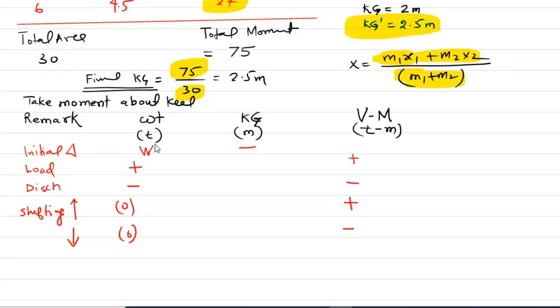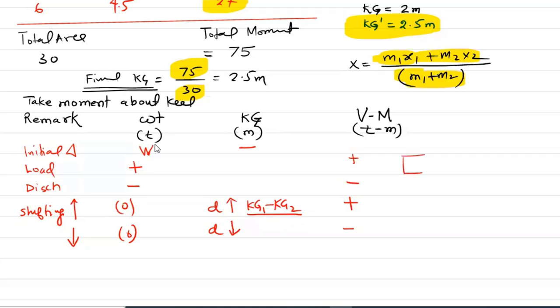So in shifting, the KG is the distance shifted. It is KG1 minus KG2. When you are shifting, there will be an initial KG, and after shifting there will be a final KG. The difference between the two is the distance shifted. And here the distance is downward. The difference between initial KG and final KG is d, that is the distance shifted.